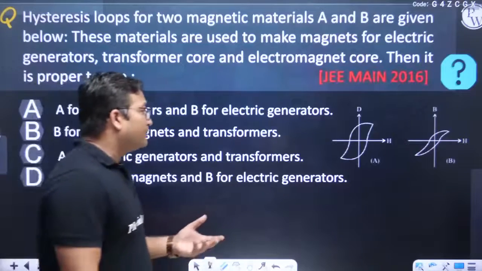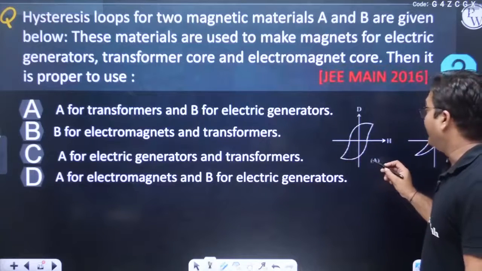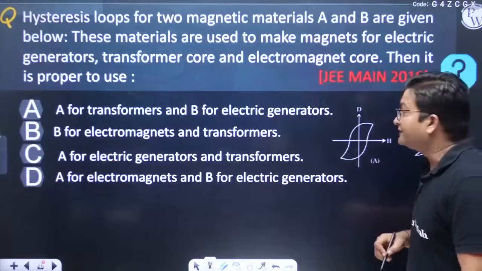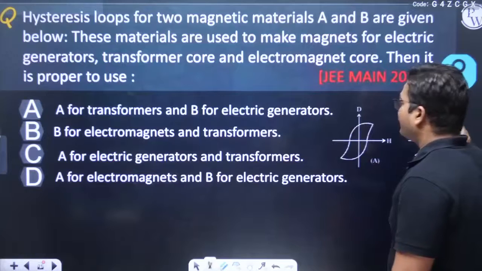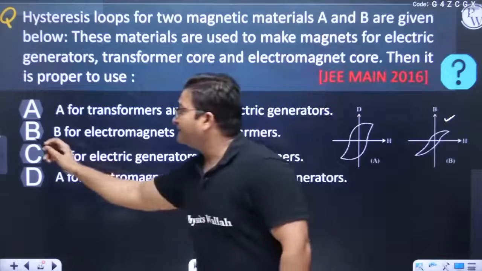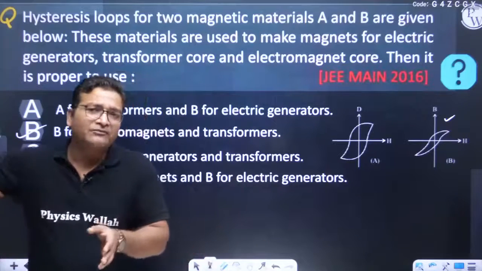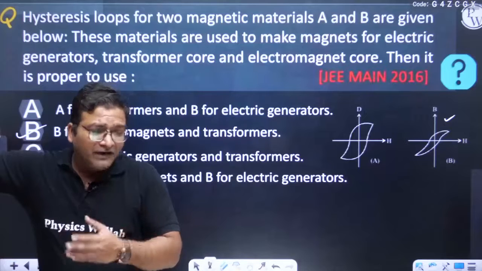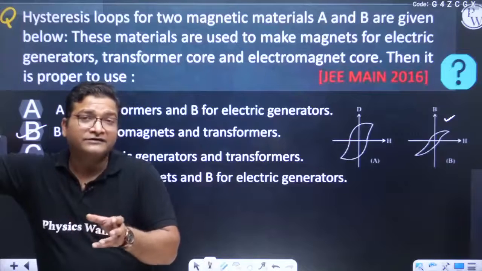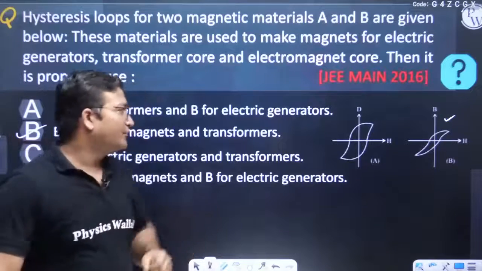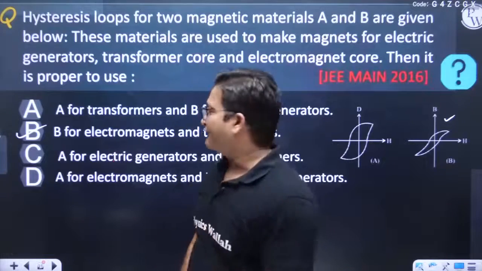So if we check the options, we have A for transformer. Never. It has very large hysteresis losses. So A is wrong. B for electromagnets, okay, B for electromagnet is fine, and transformer, obviously. B has a smaller area, so B must be used for making electromagnets, because electromagnets and transformer cores are very frequently magnetized and demagnetized, and we cannot tolerate high losses in these cases. So B is the perfect choice for making transformers and electromagnets.